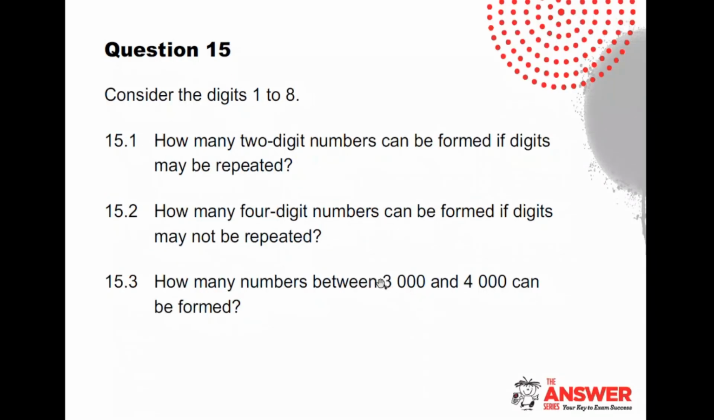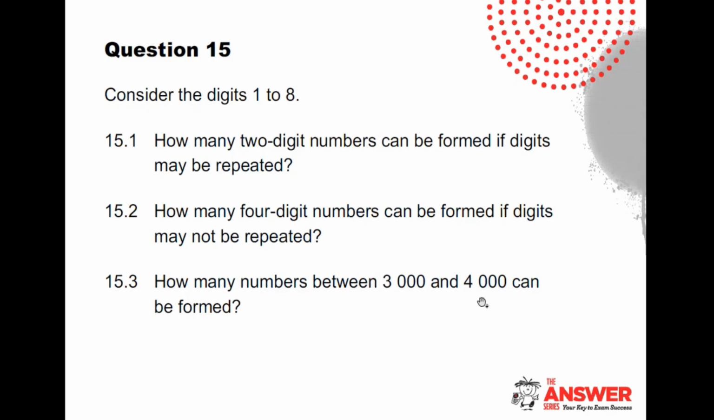Okay, consider the digits 1 to 8. How many 2-digit numbers can be formed if digits may be repeated? How many 4-digit numbers can be formed if digits may not be repeated? And then how many numbers between 3,000 and 4,000 can be formed?